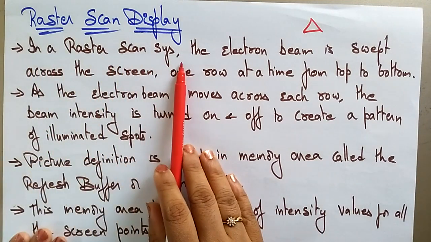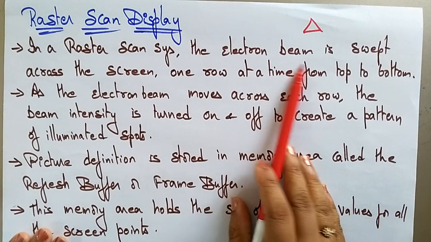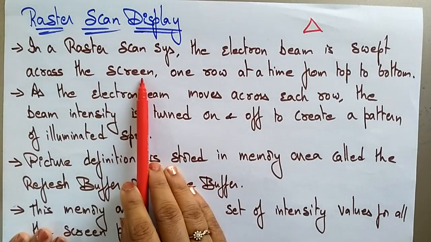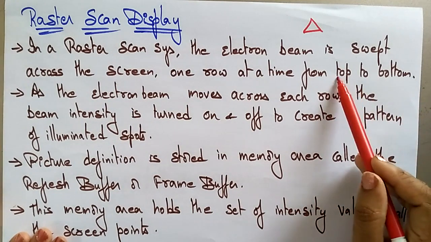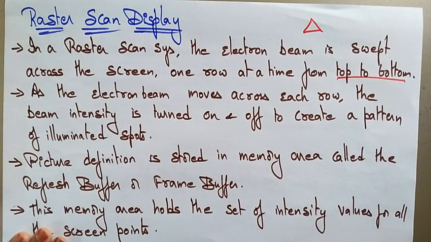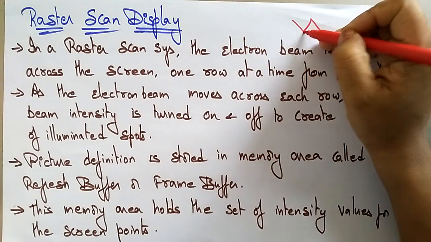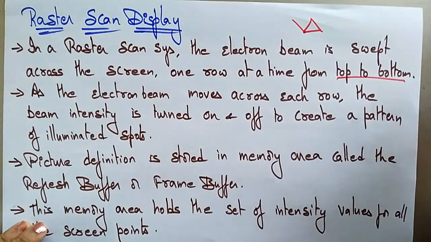In a raster scan system, the electron beam is swept across the screen, one row at a time from top to bottom. So the technique it follows is one row at a time from top to bottom. Whereas in the random scan, the electron beam first directs to wherever it wants to point, only to that portion where the image has to be displayed. In that portion, the electron beam will be generated.